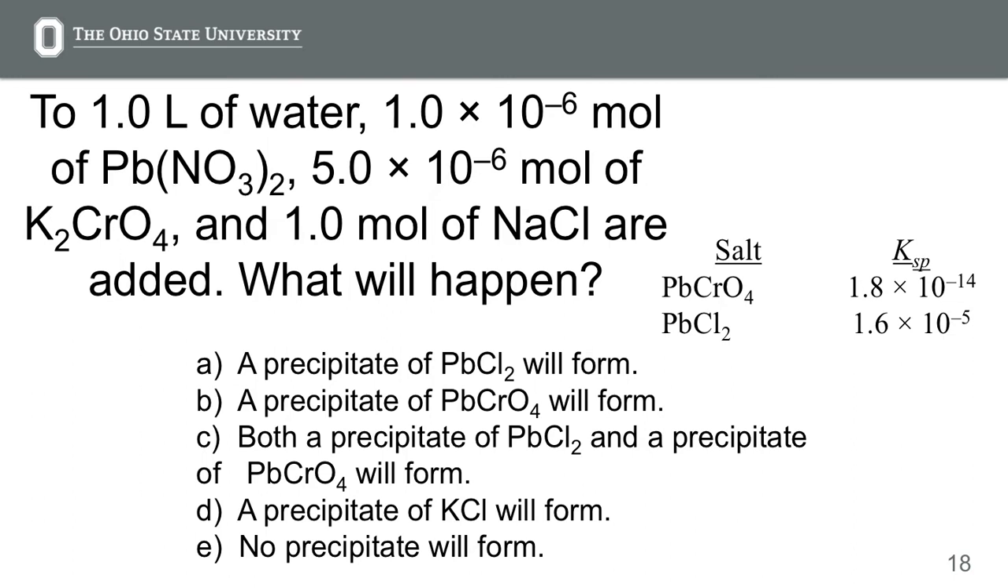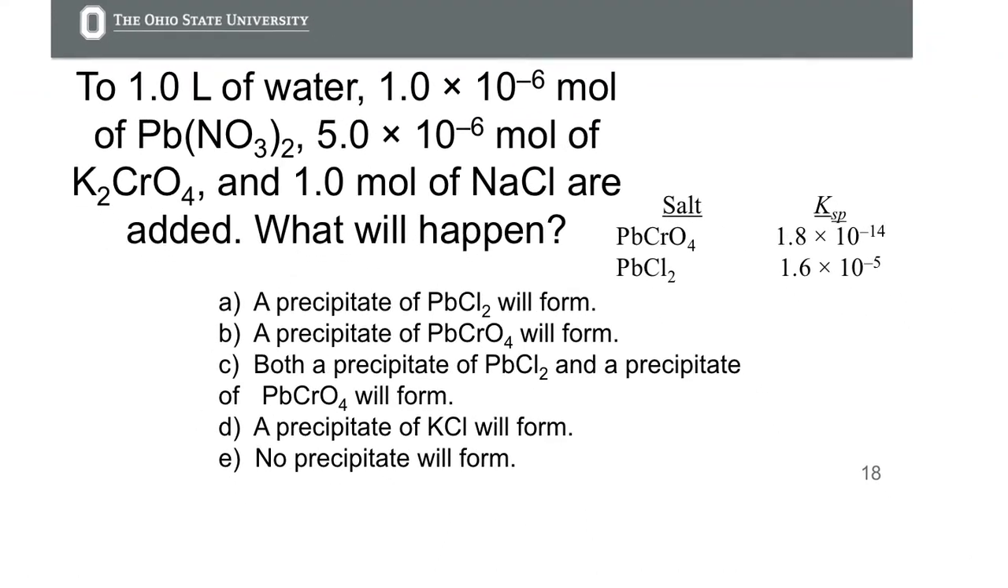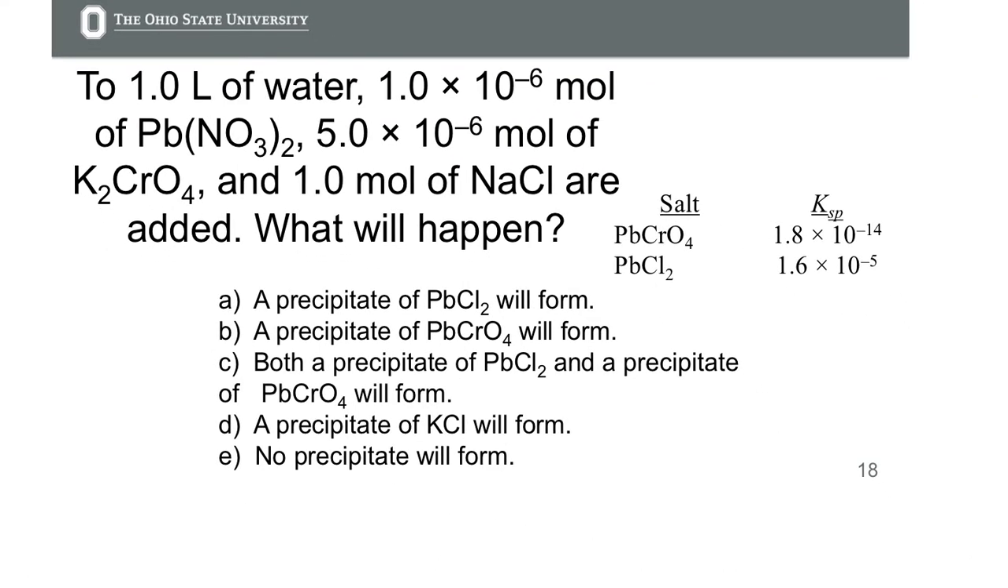This is a similar problem. Now we have to predict the product. So we have a total of 1 liter of water, okay? We're going to add 1 times 10 to the minus 6 moles of lead nitrate, 5 times 10 to the minus 6 moles of potassium chromate, and 1 mole of sodium chloride. Okay, and we want to know what will happen.